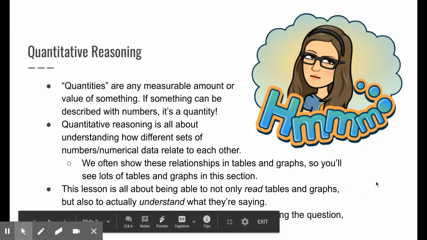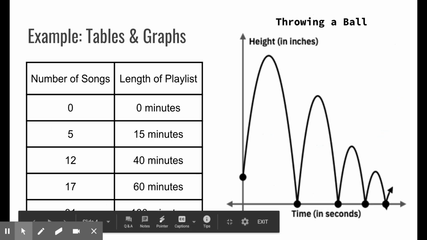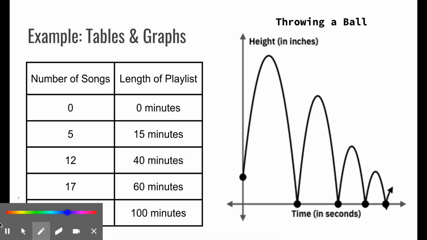All right, so quantitative reasoning is answering the question, what story are the numbers telling? If you're answering that question, then you're doing quantitative reasoning. So let's look at a few examples here. We've got a table and a graph, and I'm going to grab my drawing tools here. So first of all, let's look at the table.